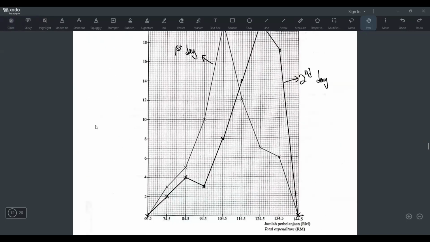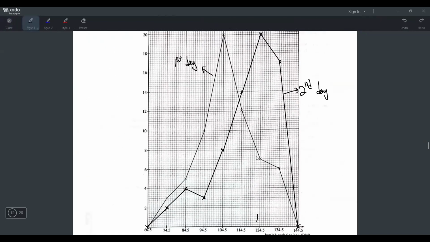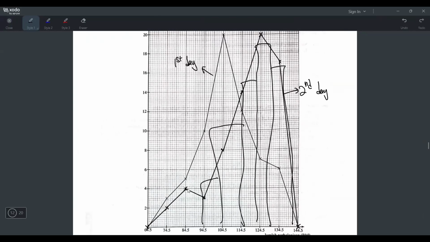So the second day, where is the highest? Here, right? And then here it goes down a bit, and then this one is like this. Oh, by the way, I want to mention something. When you draw a histogram, you are using the boundary, right? So this point will be in the middle of the bar actually. It should be like this. It will be in the middle. Same with this, right? Okay. So just know that lah.